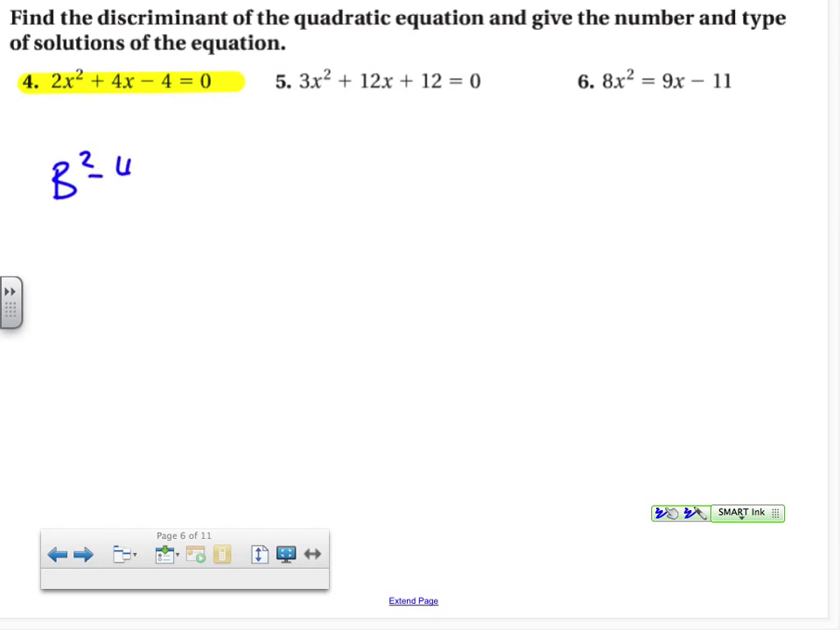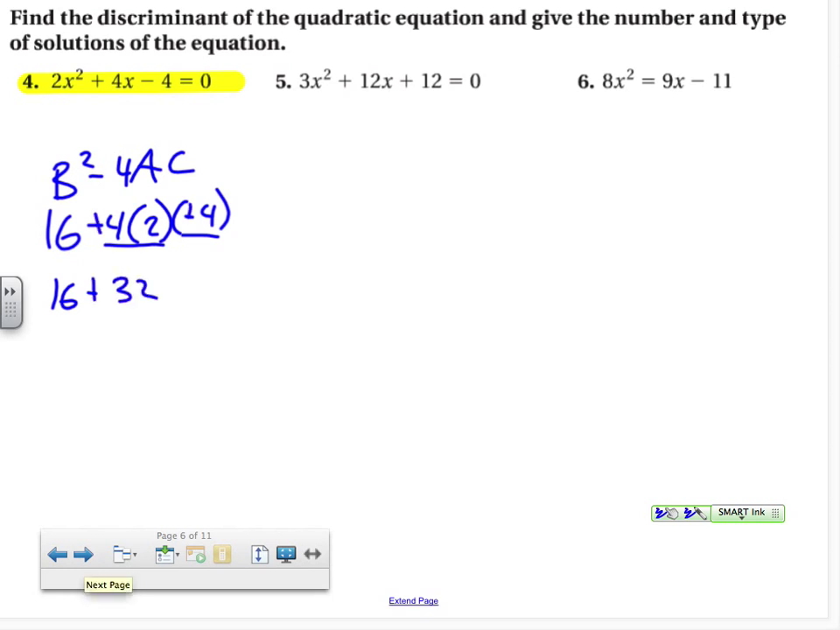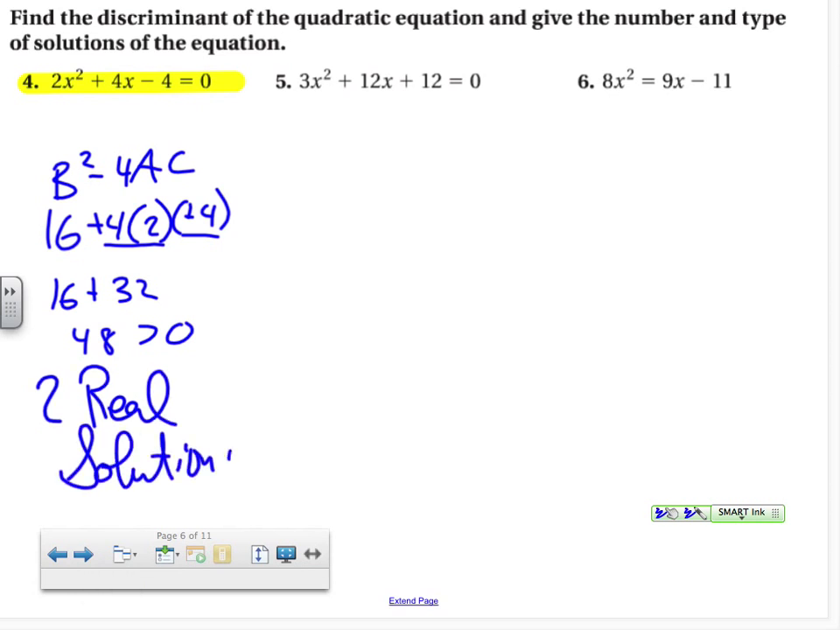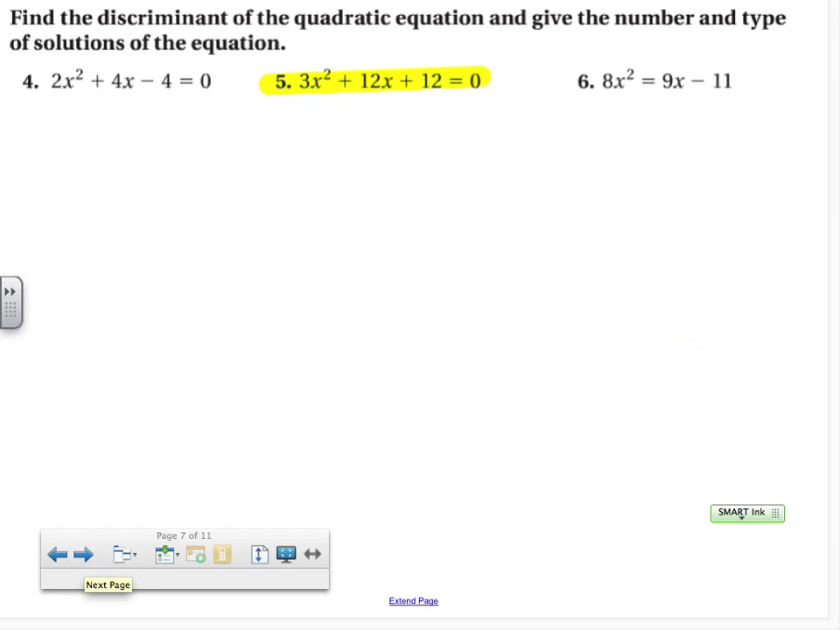B squared minus 4ac. B is 4, so that'd be 16 minus 4 times 2 times negative 4. Simplify that. 4 times 2 is 8, times 4 is 32, a double negative. 16 plus 32 is 48, which is greater than 0, so we have 2 real solutions, because our discriminant is positive. Try the other 2. I'll do them one at a time.